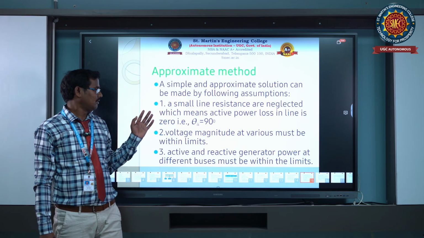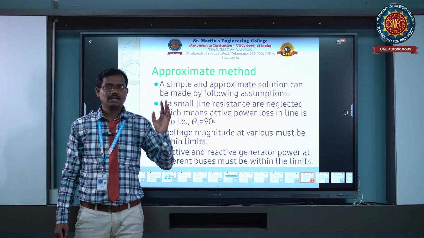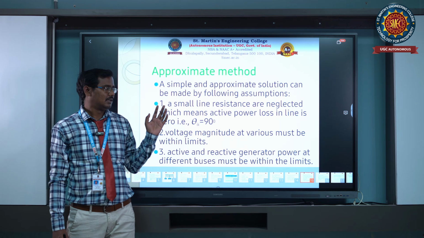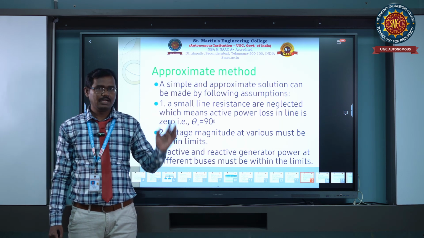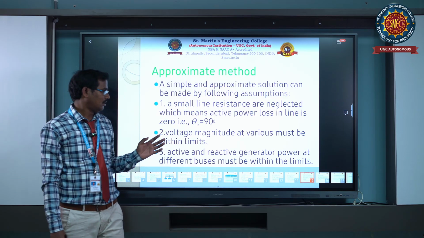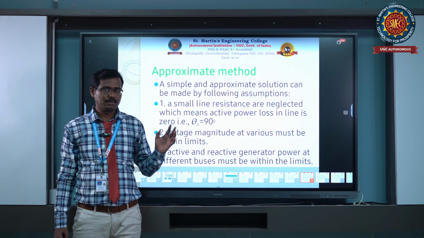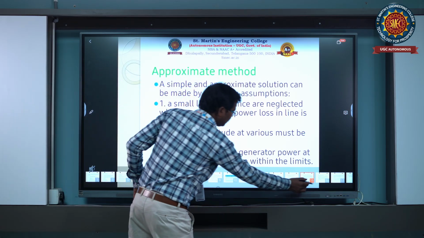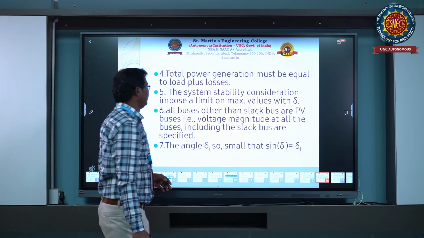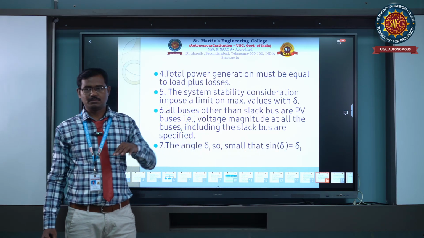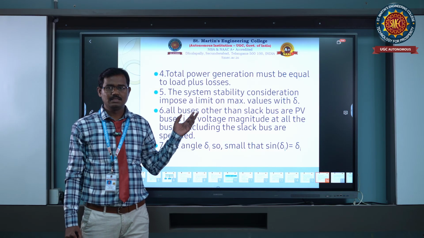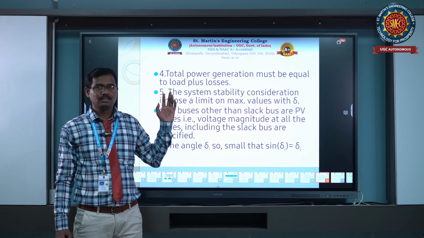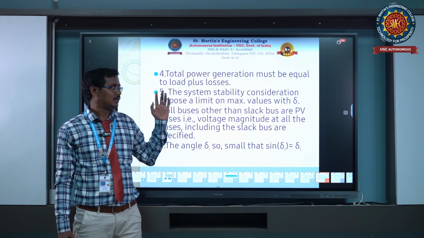And the second one, the voltage magnitudes at the various buses must be within the limits. The third one is that the active and reactive generation powers are taken within the limits. And the fourth point in the approximation method is that the total power generation is equal to the load plus losses. This is the main fourth assumption of the approximation method.